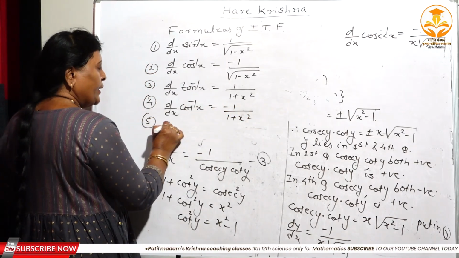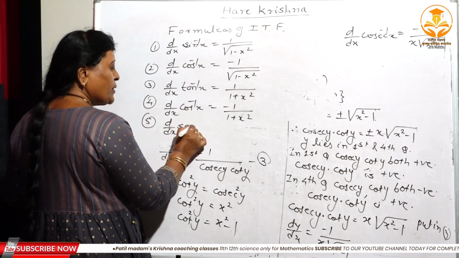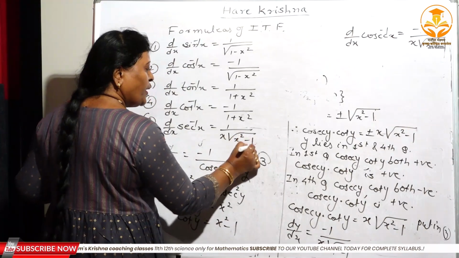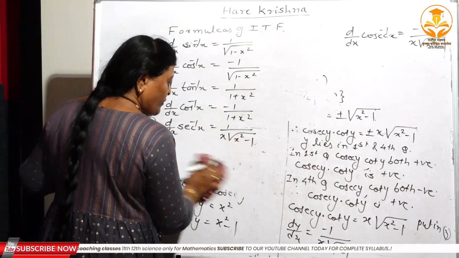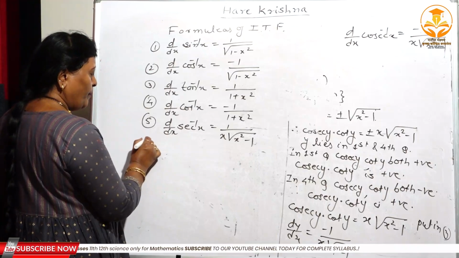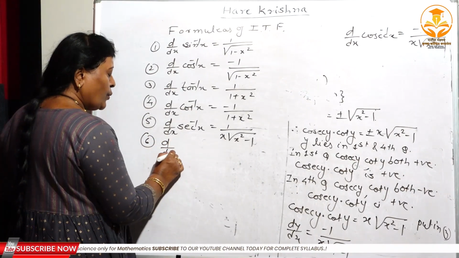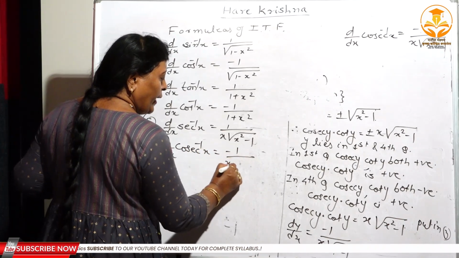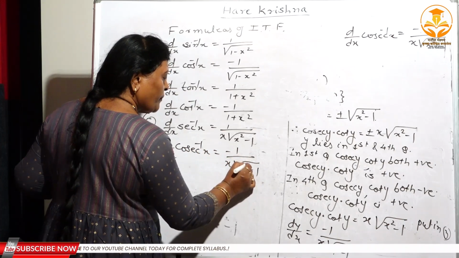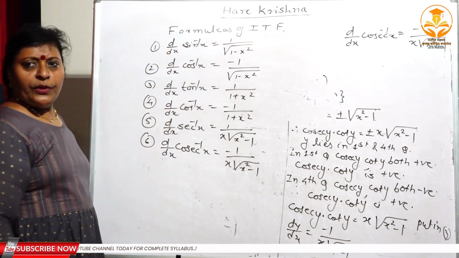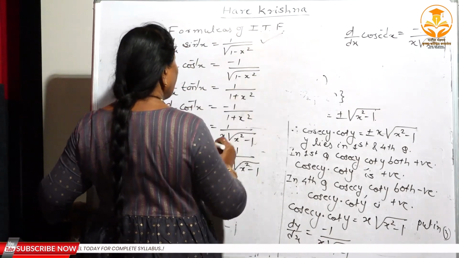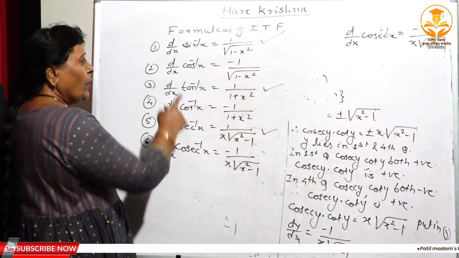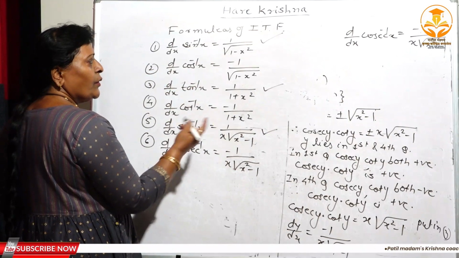Again, fifth, d/dx of sec inverse x is 1 upon x root of x square minus 1. And again, d/dx of cosec inverse x is minus 1 upon x root of x square minus 1. Means from these 6 formulae, you only have to remember sin inverse, then tan inverse, and then sec inverse. Cos inverse, cot inverse, cosec inverse are only minus.